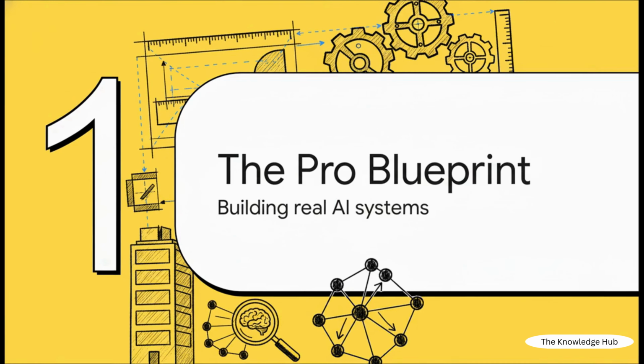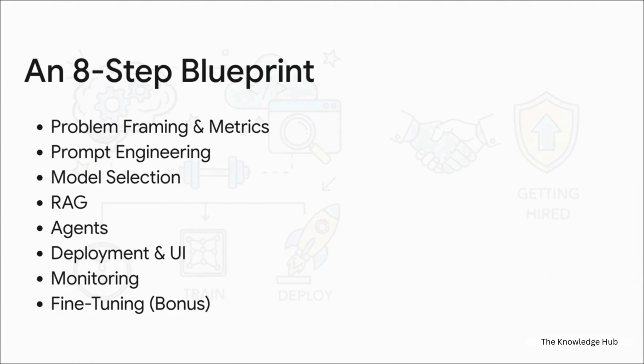Okay, so how do we fix this? The key is to start thinking like a pro and adopt what we're calling a professional engineering blueprint. Think of it as a framework, a new way of thinking that helps you move beyond those simple tutorials and proves you can build a real, robust, end-to-end AI system. So what's in this blueprint? Well, it breaks down into about 8 core components.